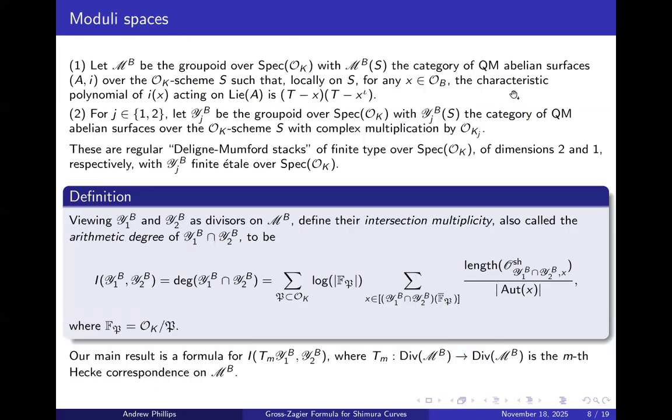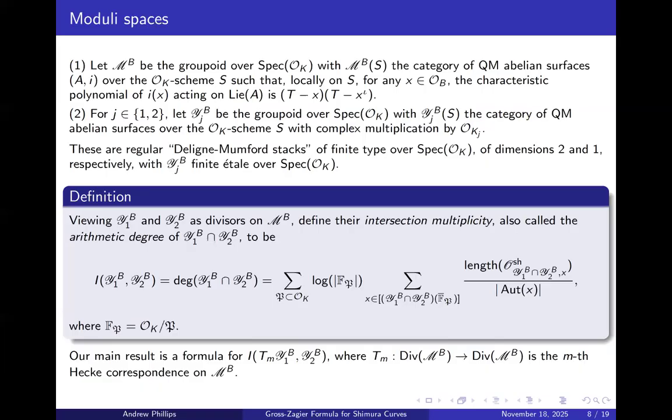The important thing is that MB has dimension 2 and this YJB has dimension 1. In particular, there's something stronger here: this YJB is actually finite étale over spec OK, which, again, is not super important, but just to mention that. If you don't like the idea of stacks, you can always view these as the corresponding coarse moduli schemes. They all have coarse moduli spaces, and you can just view them as schemes if you want to.